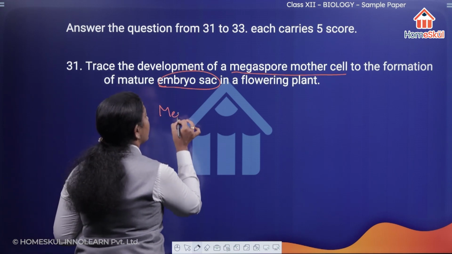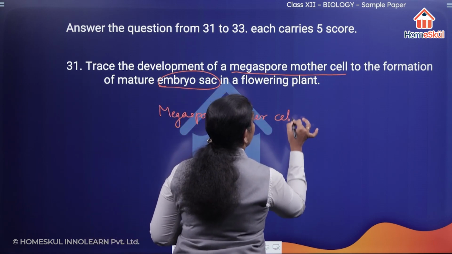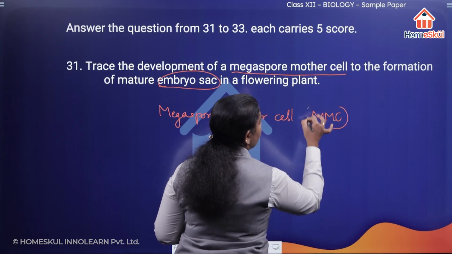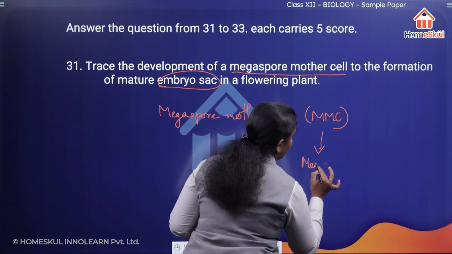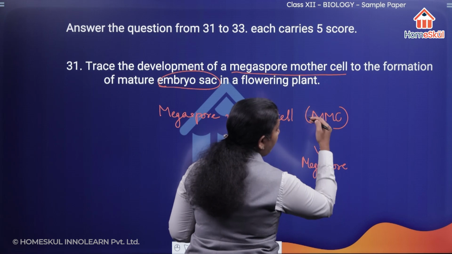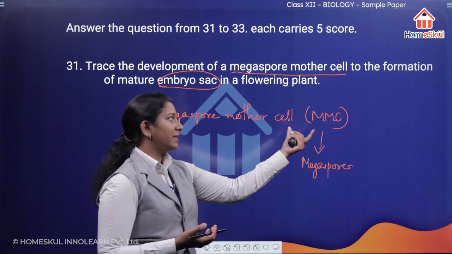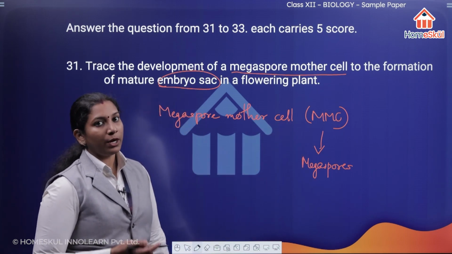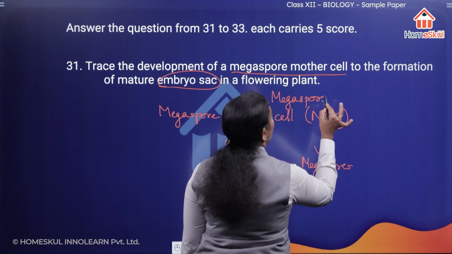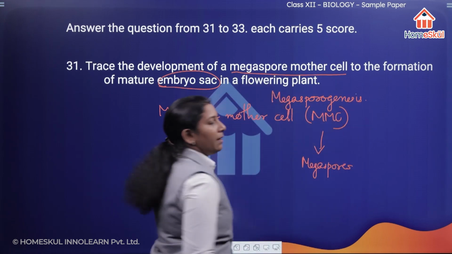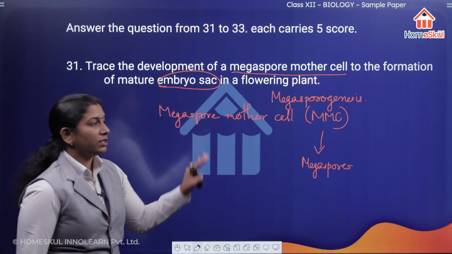So the process of formation of a megaspore from a megaspore mother cell. We know that the megaspore mother cell is also called MMC. So from this MMC, what is going to be produced? Megaspores are going to be produced. From the megaspore mother cell, megaspores are forming. The process of formation of megaspores from this megaspore mother cell is called megasporogenesis, right?